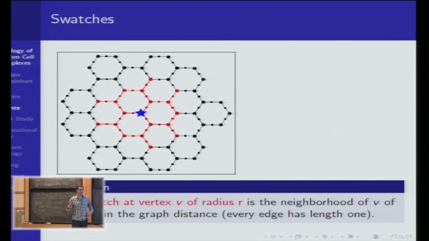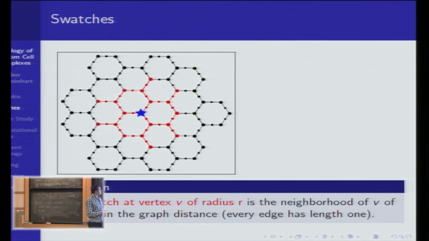And what we're going to do is look at local configurations in this cell complex. And we call that a swatch. The analogy is that a swatch is a small piece of cloth that you use to study the properties of the whole cloth. So what is a swatch? The swatch is just the ball, you select a 0-cell, and it's just the ball of a certain radius in the graph distance in the adjacency graph. So the graph distance gives every edge length 1.